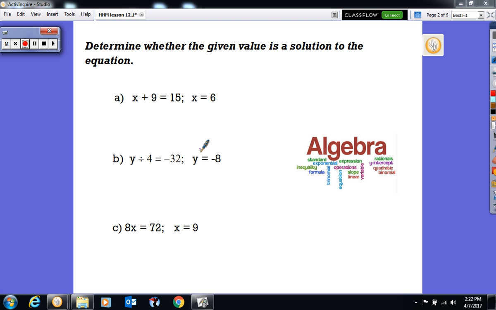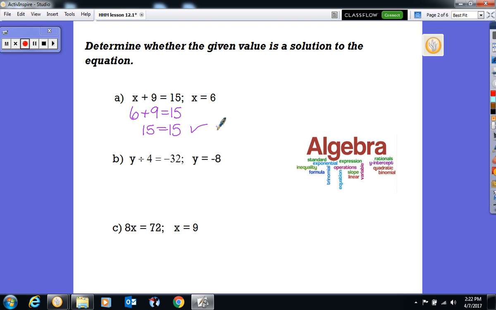So the first one is x plus 9 equals 15, and the solution that they give me is x equals 6. So what we're going to do is rewrite the equation with 6 substituted for x and see if that equation is true. So I'm going to write 6 plus 9 equals 15. And 6 plus 9 is 15. So 15 equals 15. And that solution for x works. So I've just proved that x does equal 6.